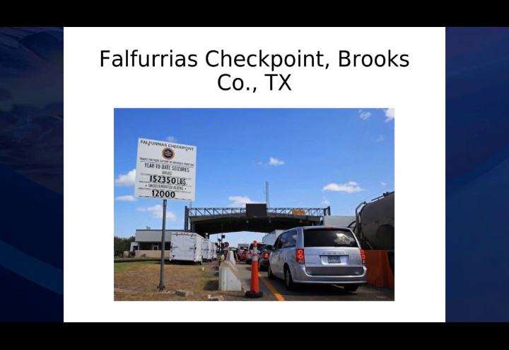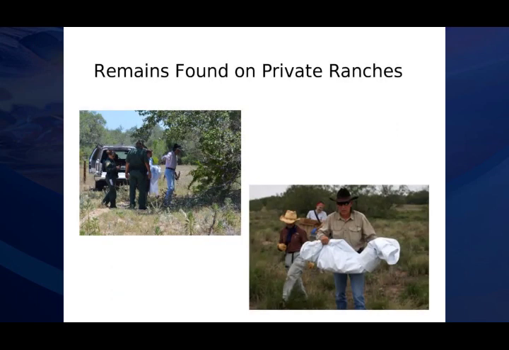So in Texas, in particular, individuals have made it into the United States. I think they're over 40 miles north of the border, and they're trying to bypass the Falfurrias checkpoint, which is a small town in Brooks County, Texas. And basically, individuals who get lost, injured, or are suffering from dehydration or sunstroke, heat stroke, are often dying on private ranches. And so they're not often found for many weeks to months, sometimes years, or not at all.